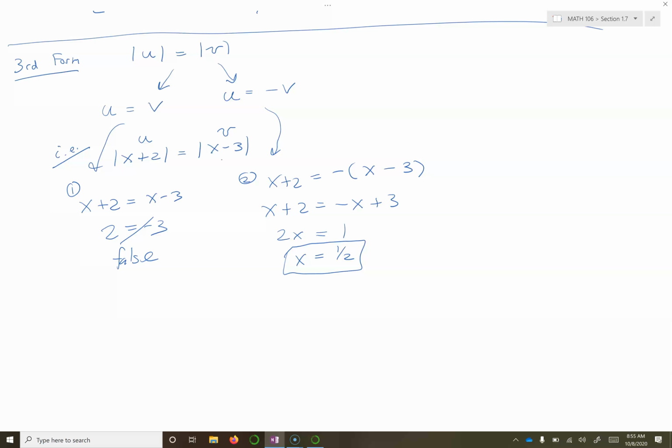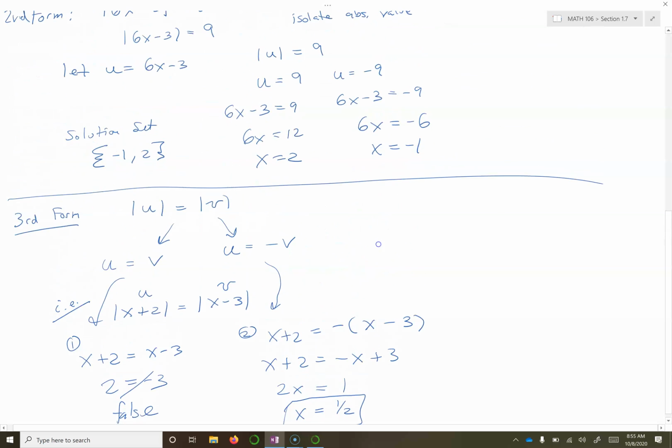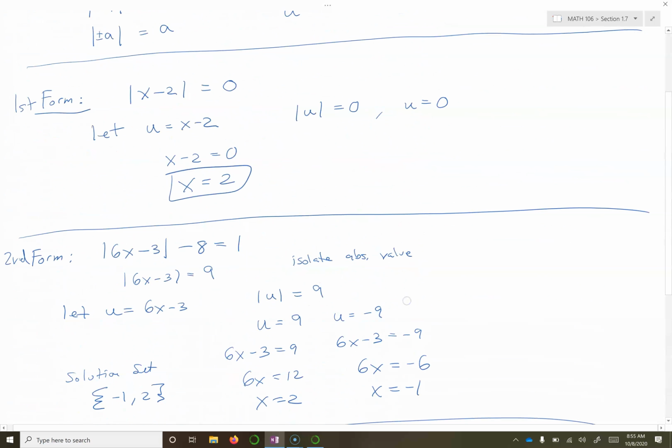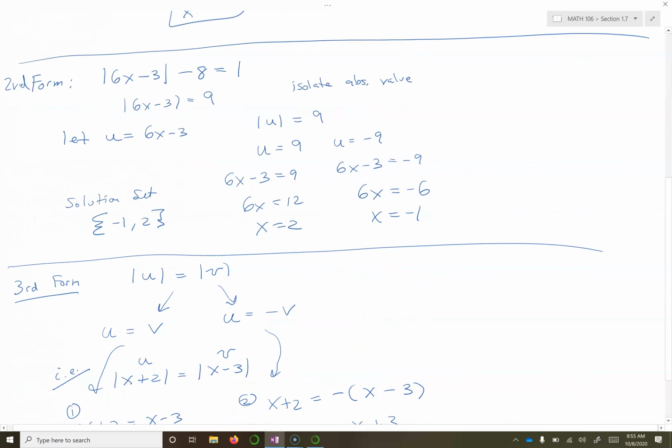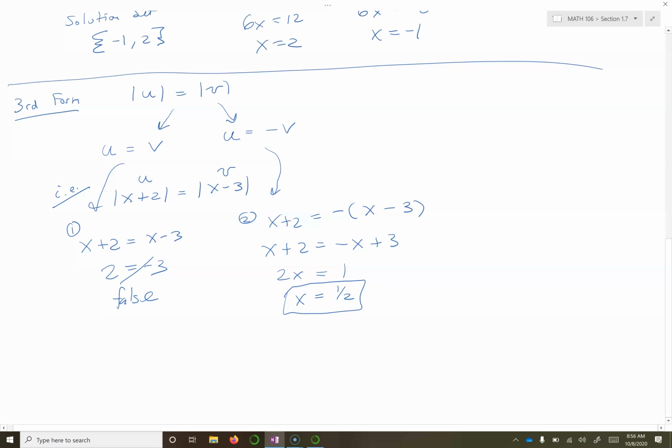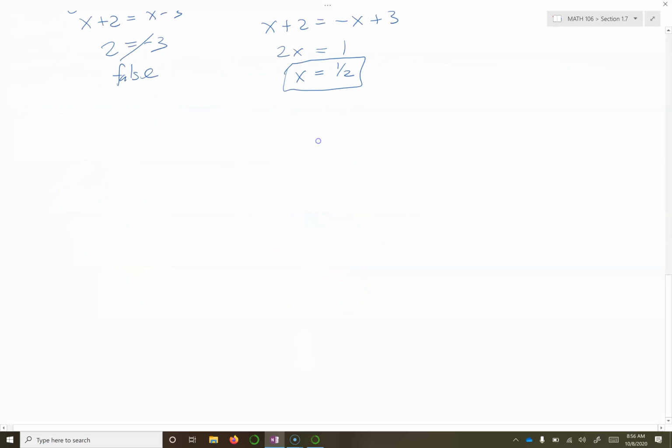Okay? So the biggest thing, and there's one more here, is just figuring out which form you're doing. Is it the form where you have an absolute value equal to 0? Is it a form where the absolute value is equal to a number? And is it a form where you have two absolute values? Okay, so let's try one more as an example.